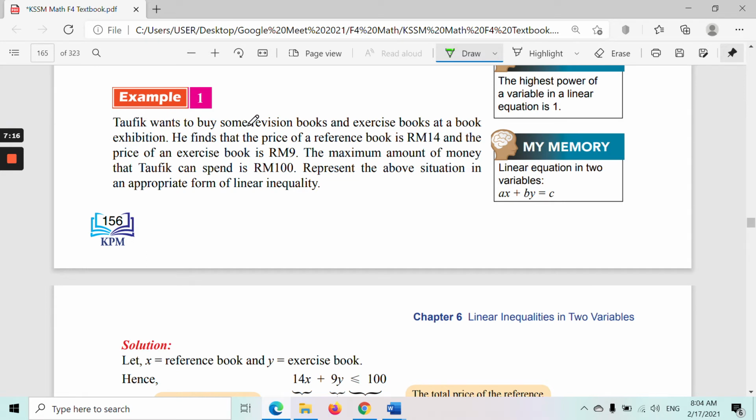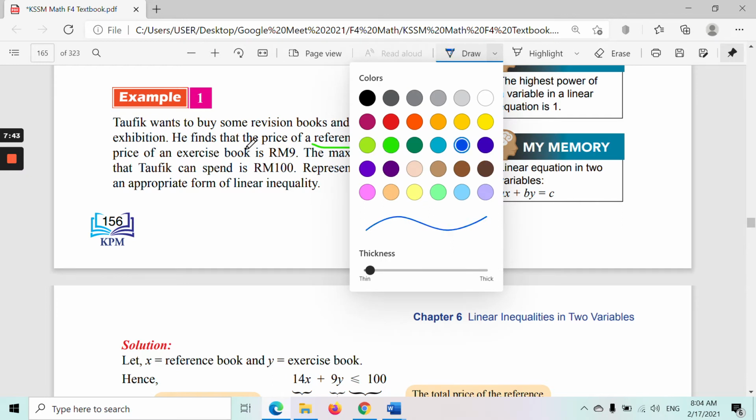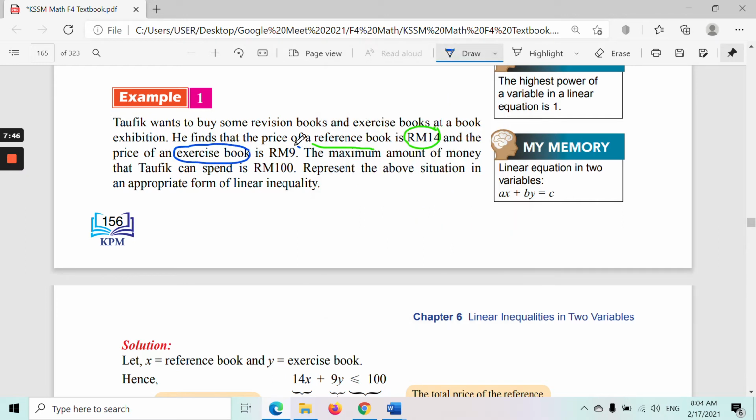Taufik wants to buy some revision books and exercise books at the books exhibition. Okay, Taufik mau beli buku revision dengan buku exercises. So dekat pameran buku sana. So he finds that the price of reference book is 14 ringgit and the price of exercise book is 9 ringgit. So you need to write down: price of reference book, one is 14 ringgit, and the price for the exercise book, one is 9 ringgit. So this one is the keyword. And then the maximum amount of money. Okay, maximum amount of money. Just now we saw the keyword maximum, right?